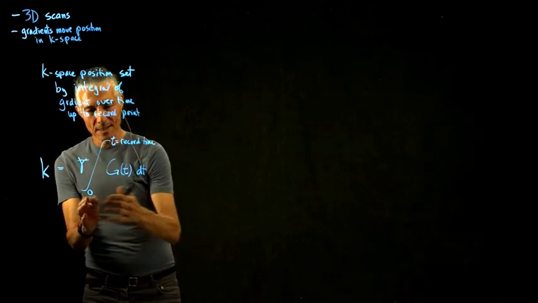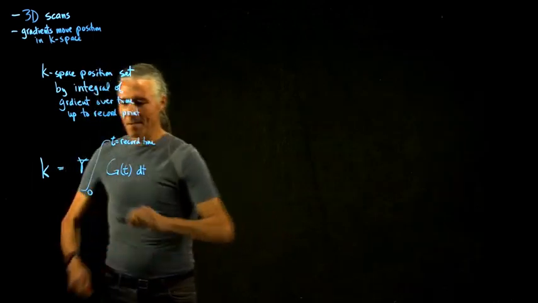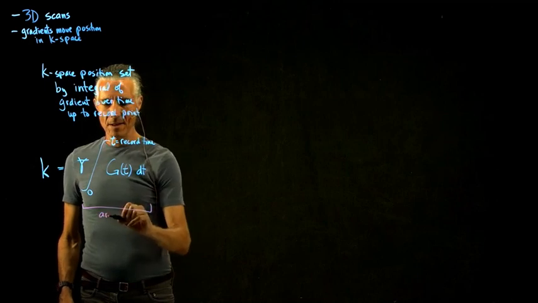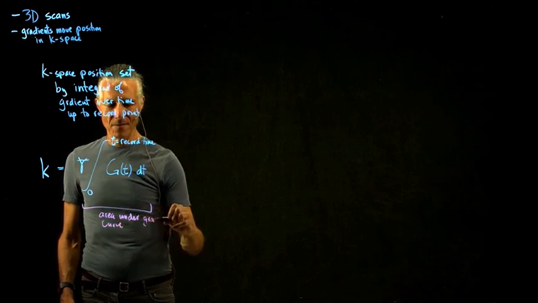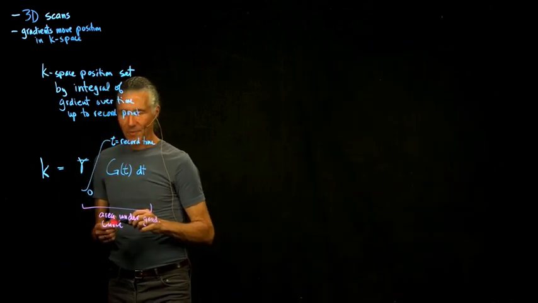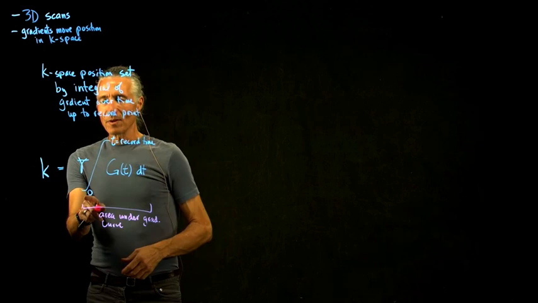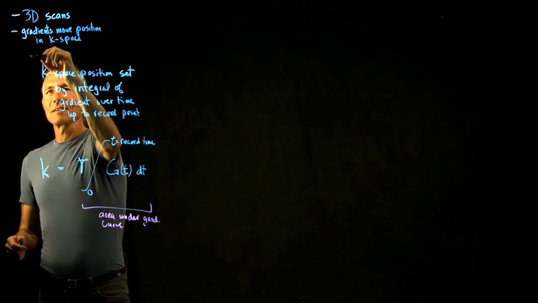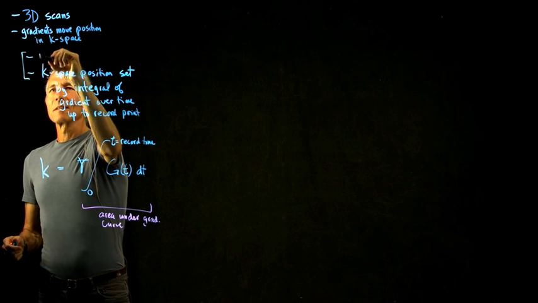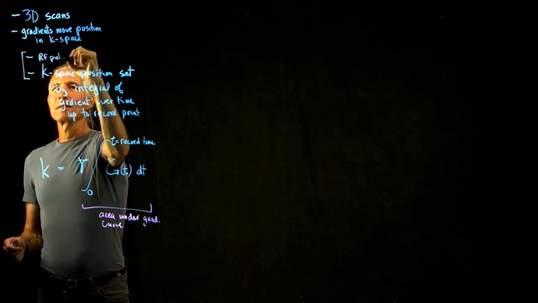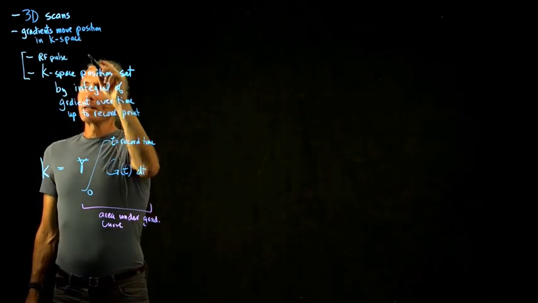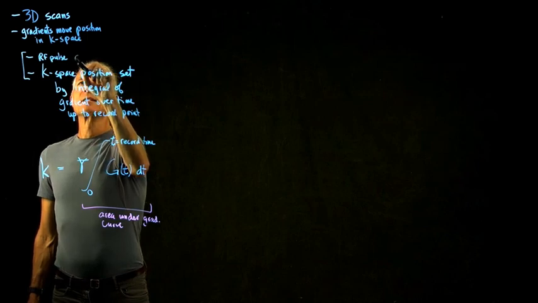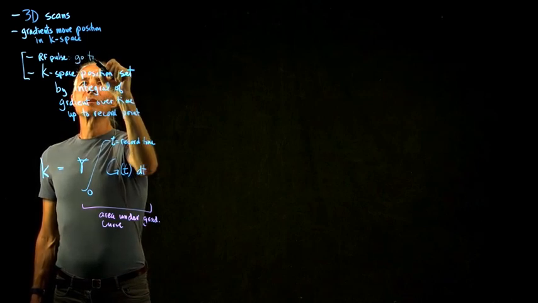So that means the area under the curve of the gradient. That's all that means. What about time 0? We should add something here. The RF pulse, assuming there was no transverse magnetization laying around, basically means go to K-space center.